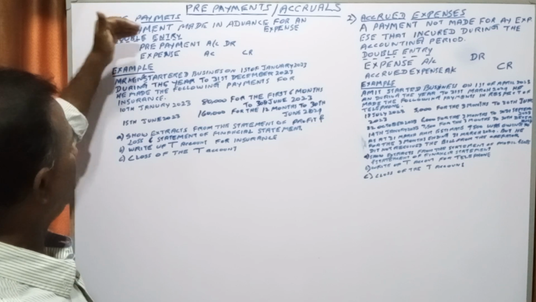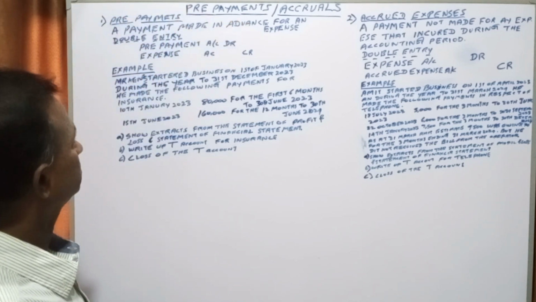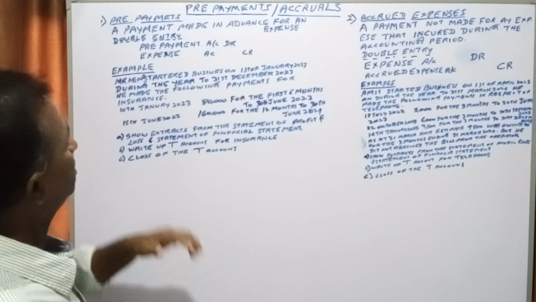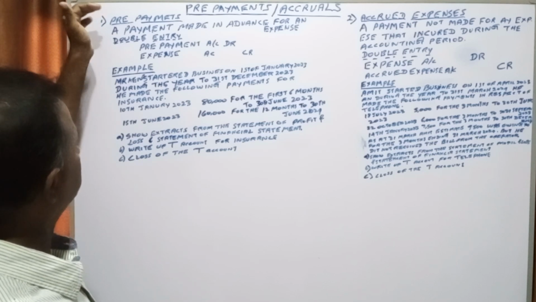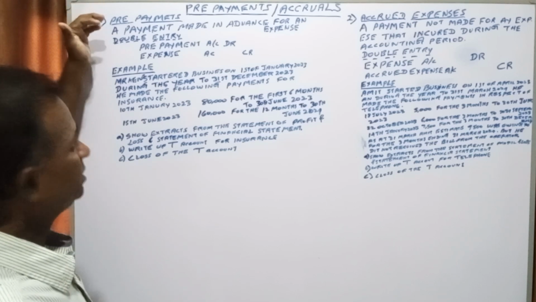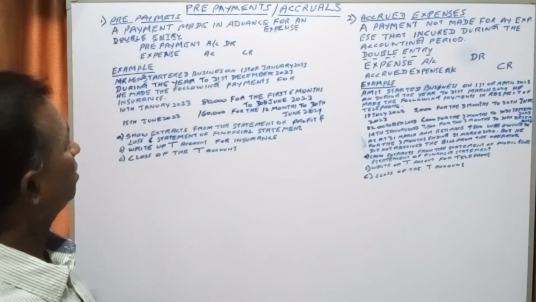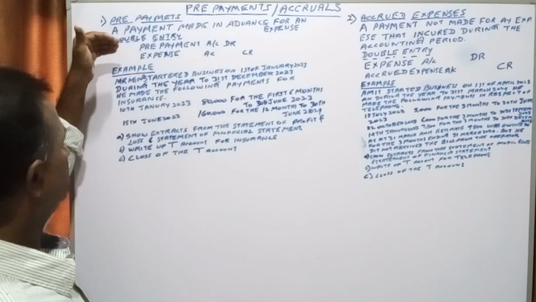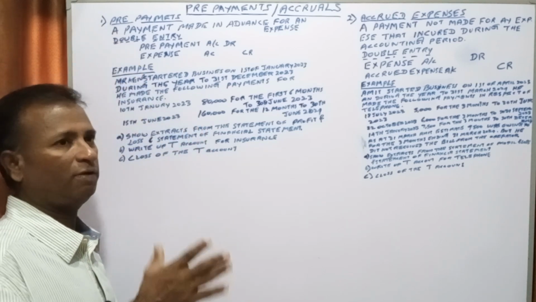So a prepayment is a payment made in advance for an expense. The double entry is the prepayment account. So we have to remove that.